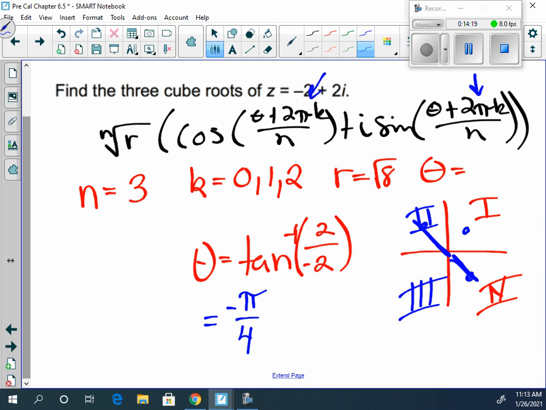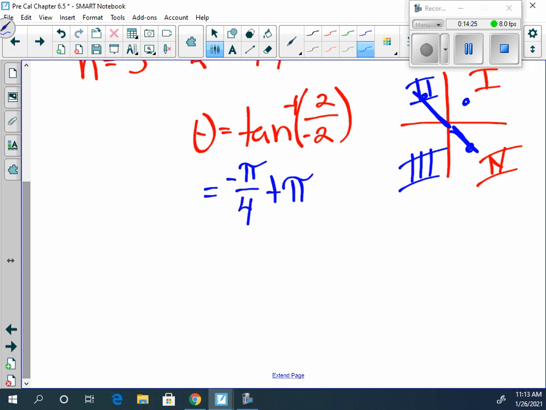Well, if I want this one here, I need to add pi. Well, what do I have? I really have negative 1/4 plus what? What's 1/4 minus 1? 3/4. And we can add pi on top, and we have this here, yes?